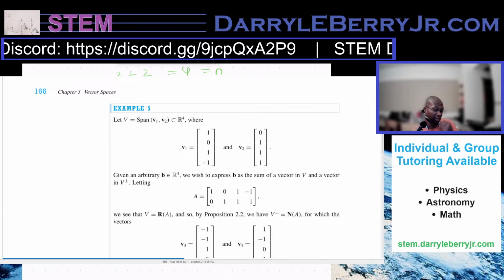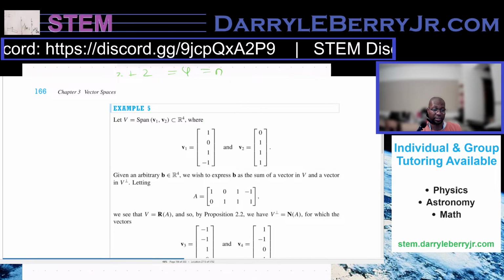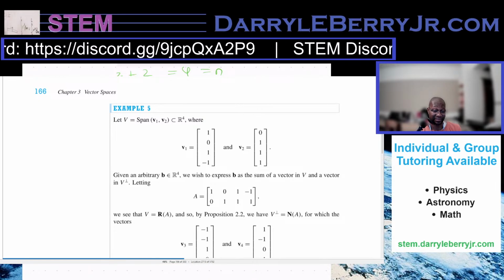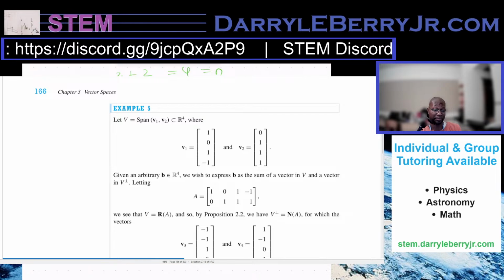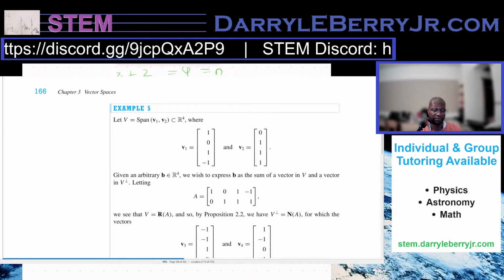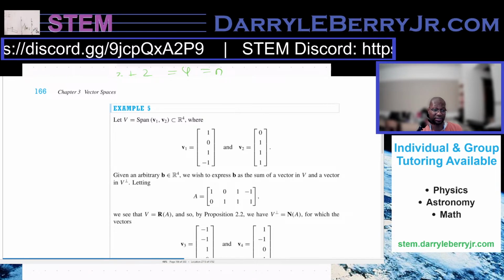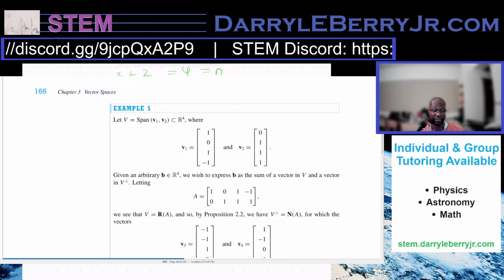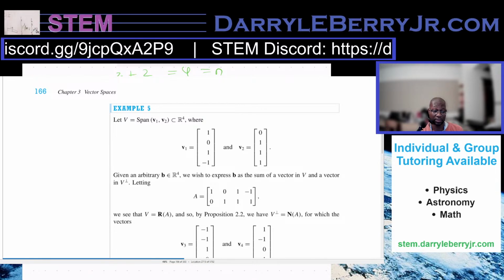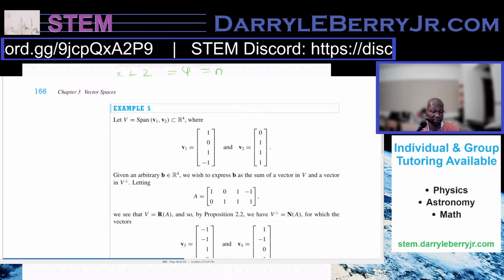Still getting used to these dimensions that are made of multiple dimensions. Given an arbitrary vector B in R4, we wish to express B as the sum of a vector V and a vector perpendicular to V. Letting A equal 1, 0, 1, negative 1, 0, 1, 1, 1. So all they did was make a matrix out of those two vectors. We see that V, the subspace of V, is the row space of A.